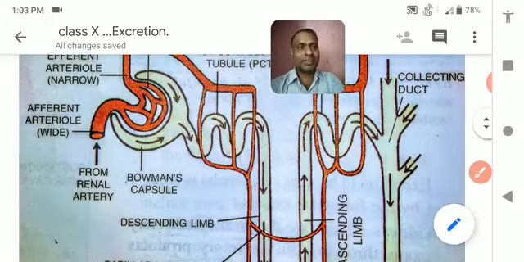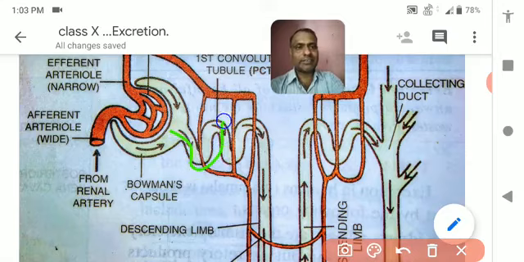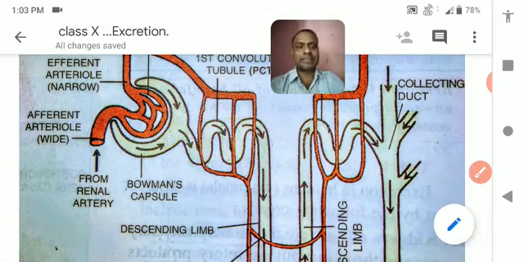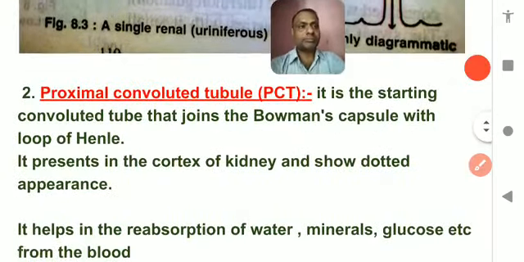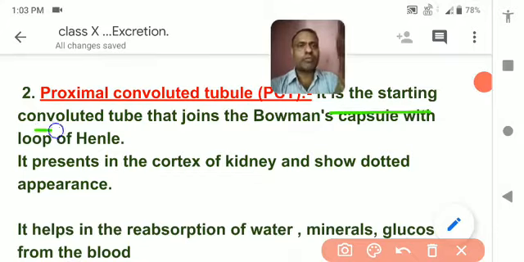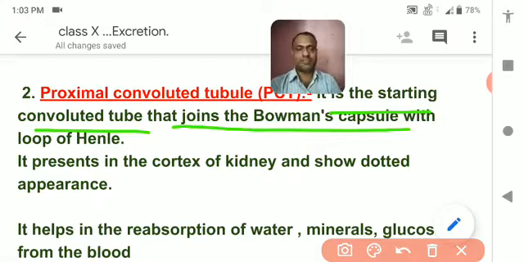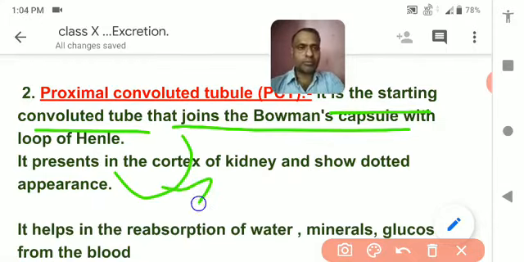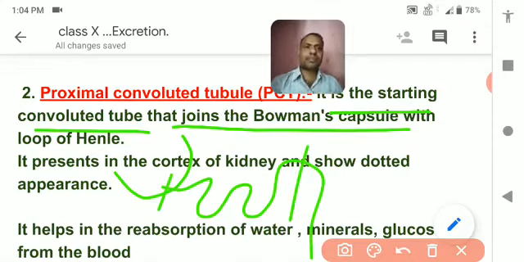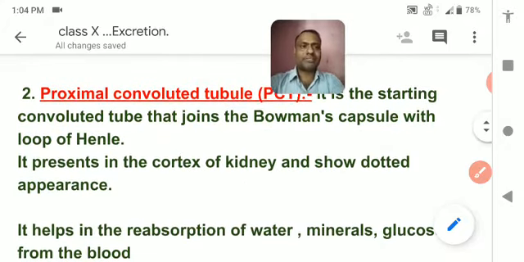Just see, starting bended tube. Now let's see about it. It is the starting convoluted tube that joins the Bowman's capsule with the loop of Henle. It connects the Bowman's capsule with the loop of Henle. Next, it is present in the cortex of the kidney.